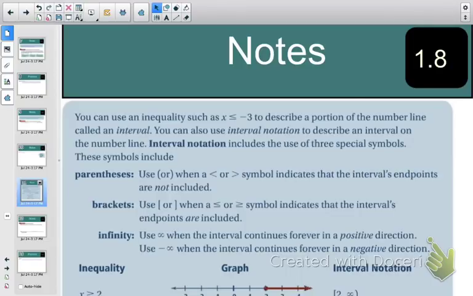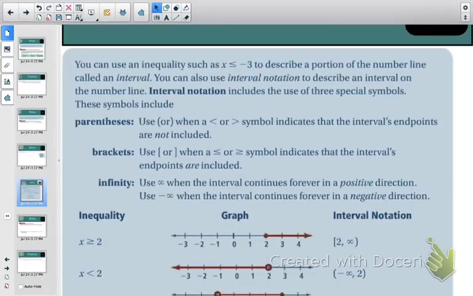So if you look at this inequality right here, x is less than or equal to negative 3, you can use this to describe a portion of the number line called an interval. You can also use interval notation to describe an interval on the number line. Interval notation includes the use of 3 special symbols. These include parentheses, brackets, and infinity.